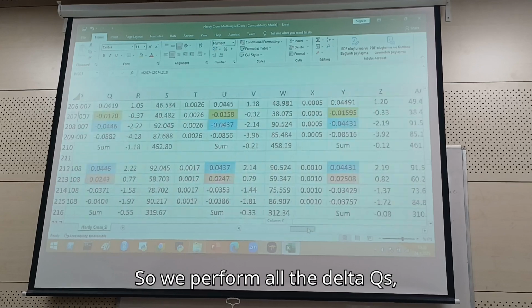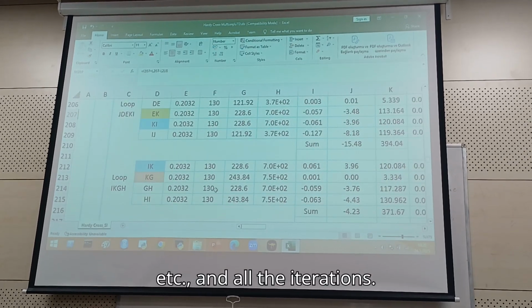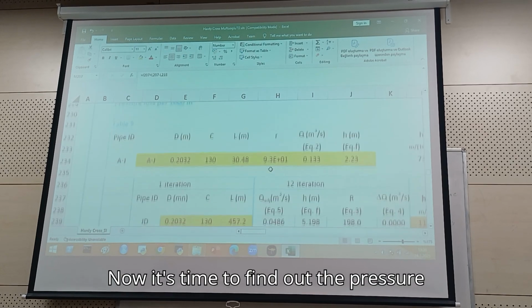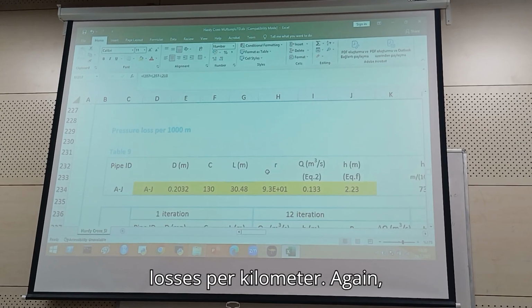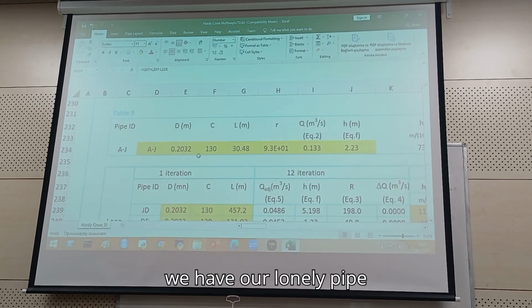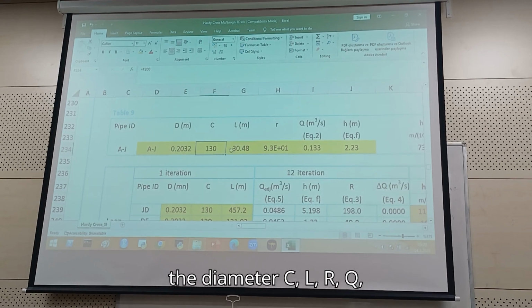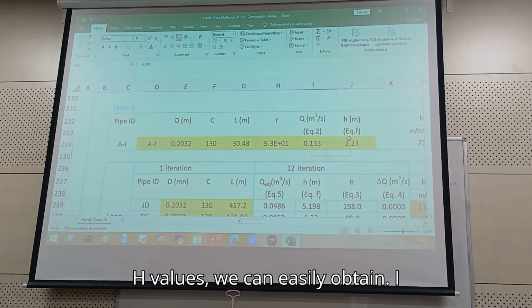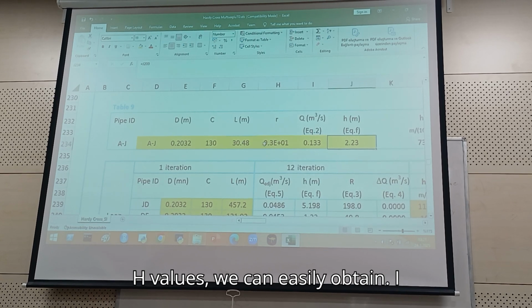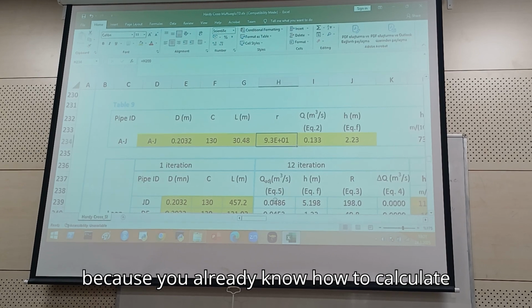So you perform all the delta Qs, etc. and all the iterations. Now it's time to find out the pressure losses per kilometer. Again, we have our lonely pipe over here, the main inlet pipe. We have the diameter, C, L, R, Q, H values. We can easily obtain them. I don't need to explain it again, I guess, because you already know how to calculate them.